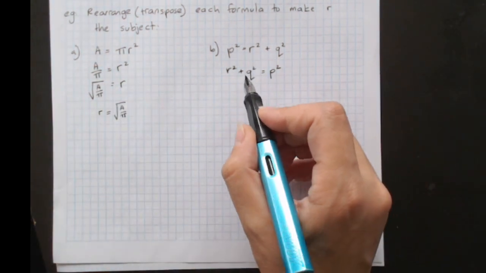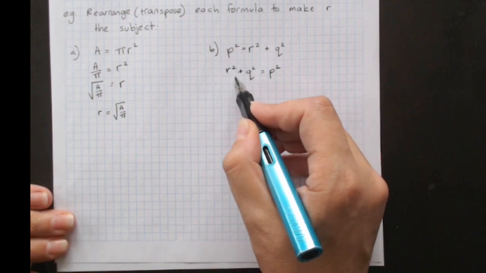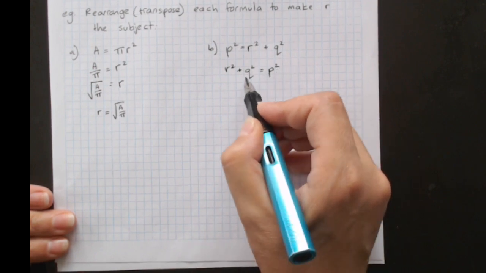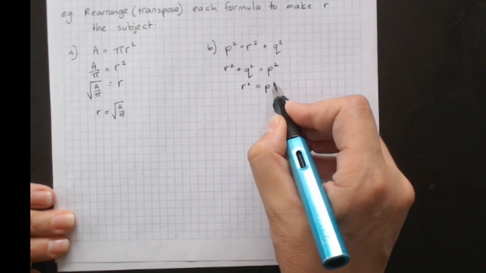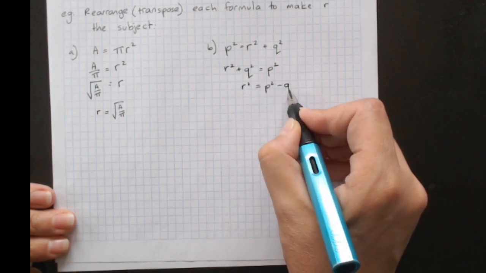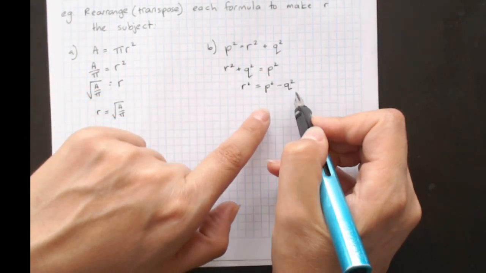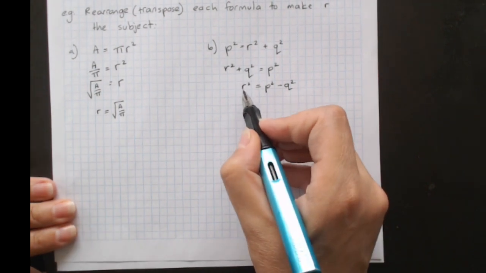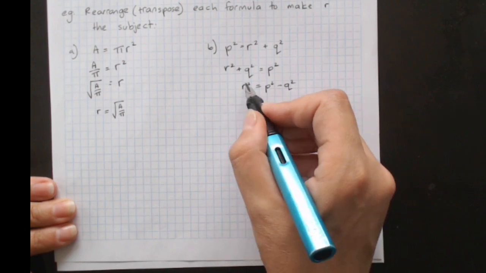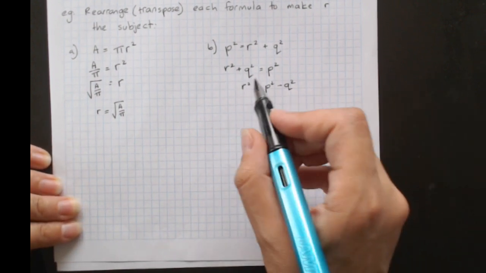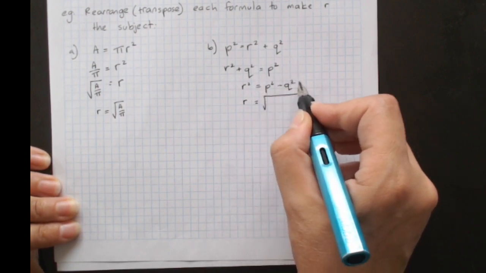Either is fine. They thought of a number, r, they squared it, and they added q squared and they got p squared. So we reverse adding q squared. We subtract q squared from both sides. So we subtracted it from here and it's gone, and we subtracted it from here. Now, r squared equals all of this. So to get rid of that squared, we reverse it, we square root. That gives us just r here, and the square root of this whole side.